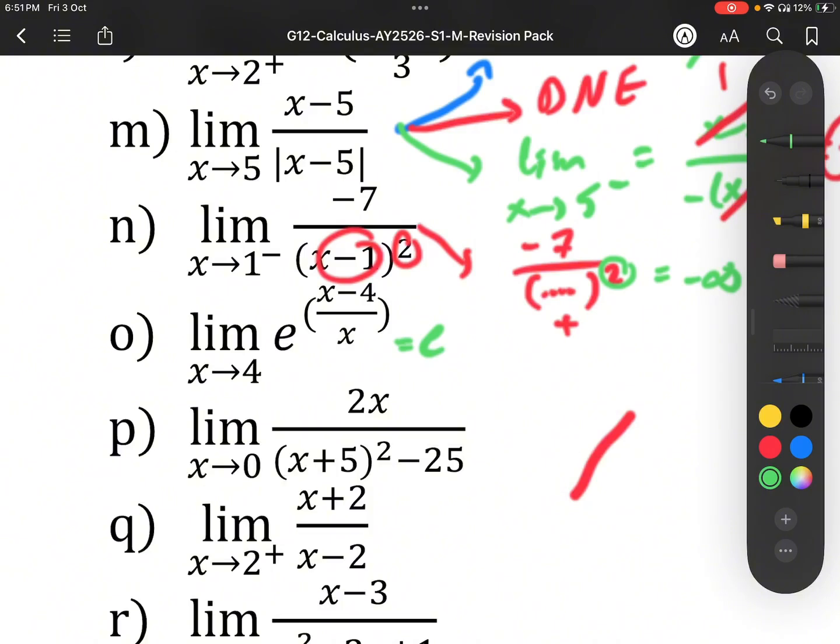e to the power 4 minus 4, divided by 4, so e to the power 0, which is 1.